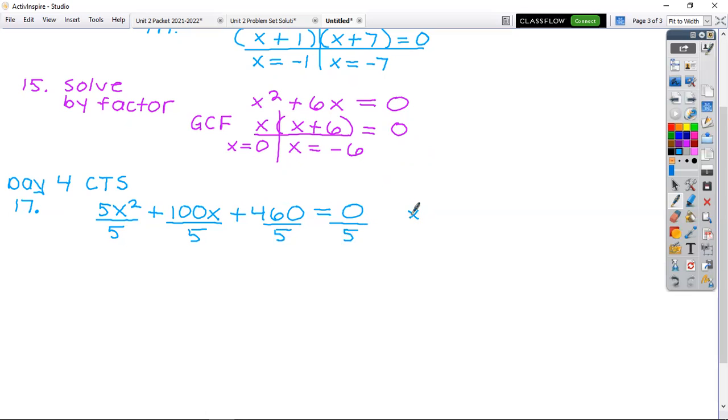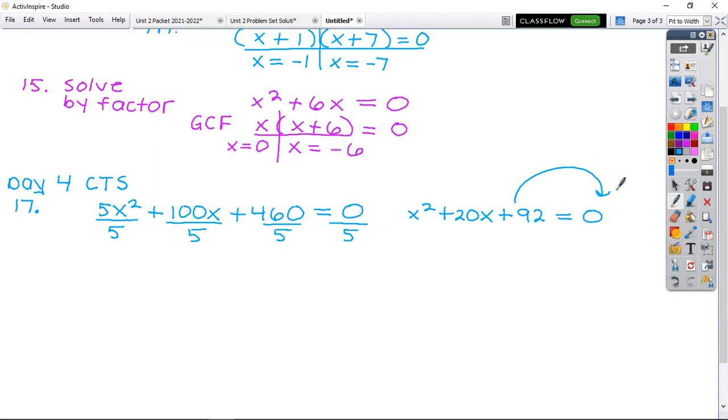So I am left with x squared plus 20x. Anyone have that yet? What is 460 divided by 5? 92, thank you. Plus 92 equals 0. Appreciate that. Now, when we do completing the square, is it supposed to be equal to 0? Nope. What do I have to move?